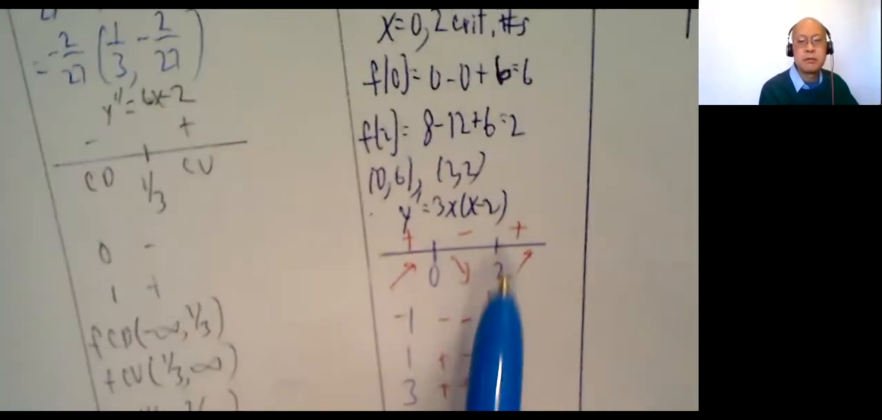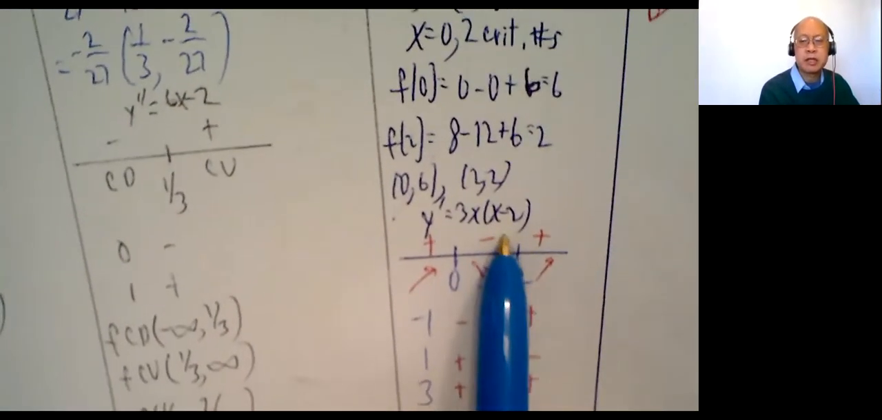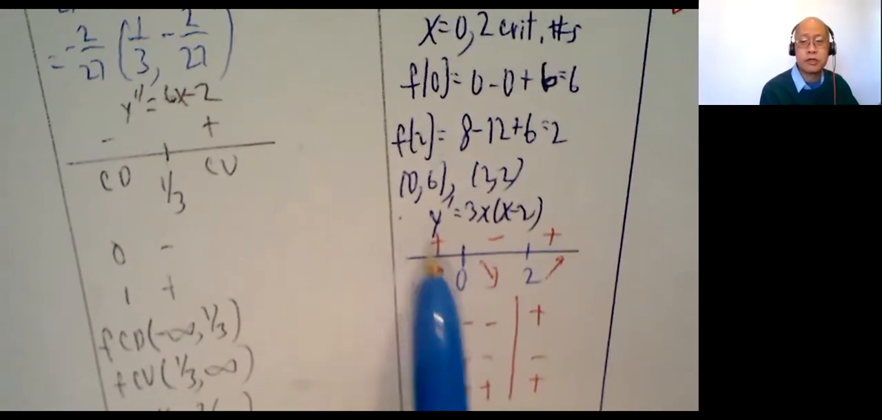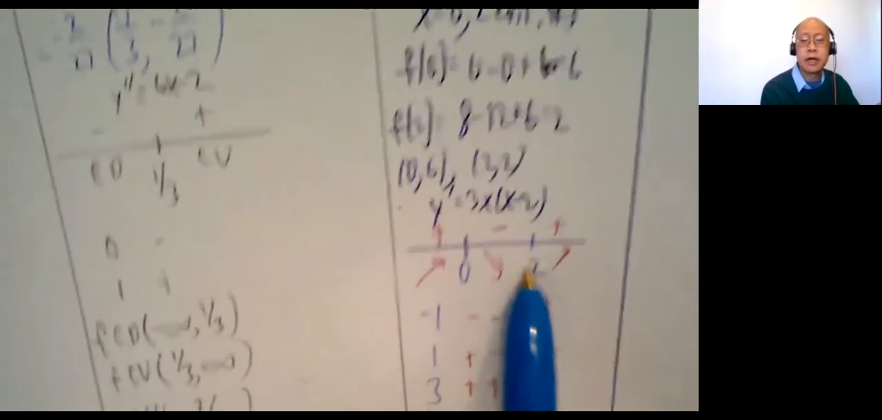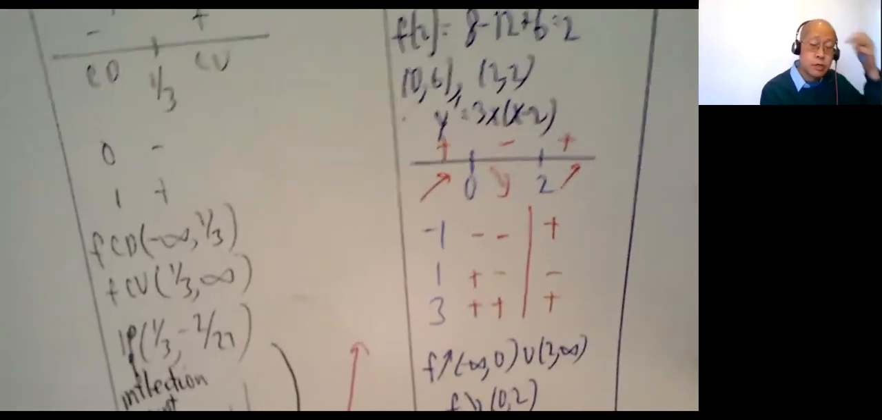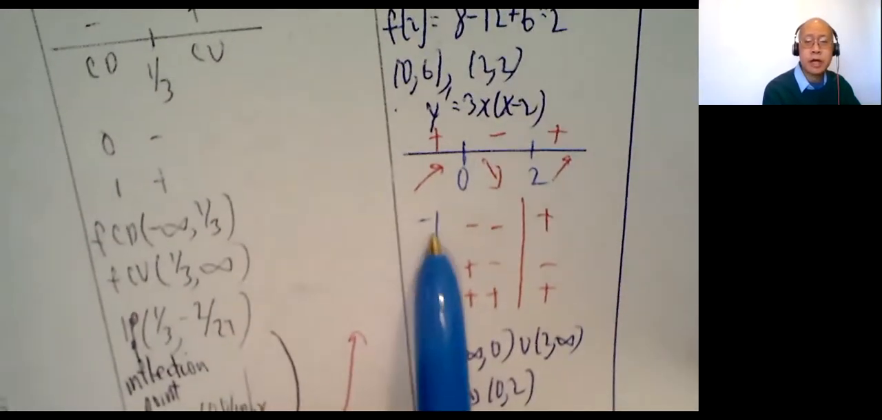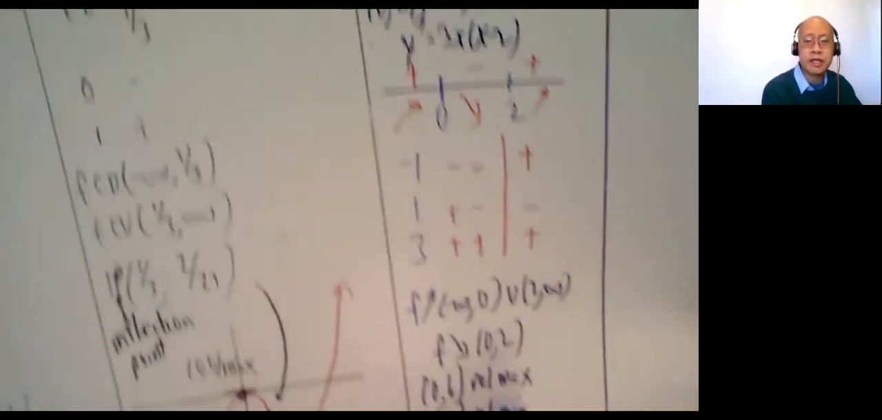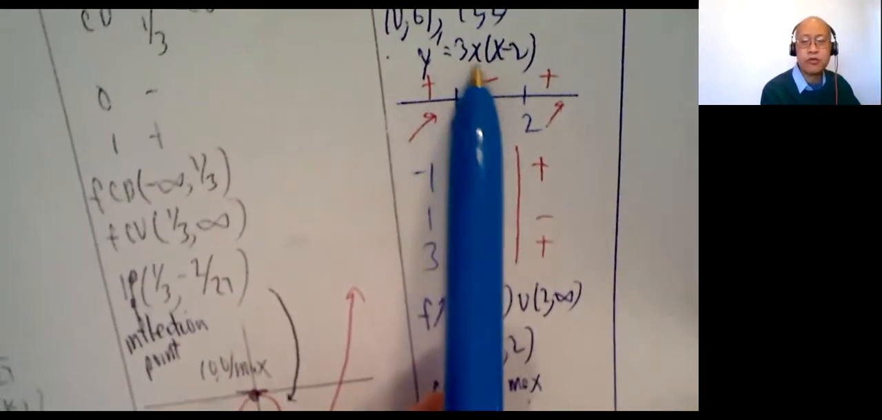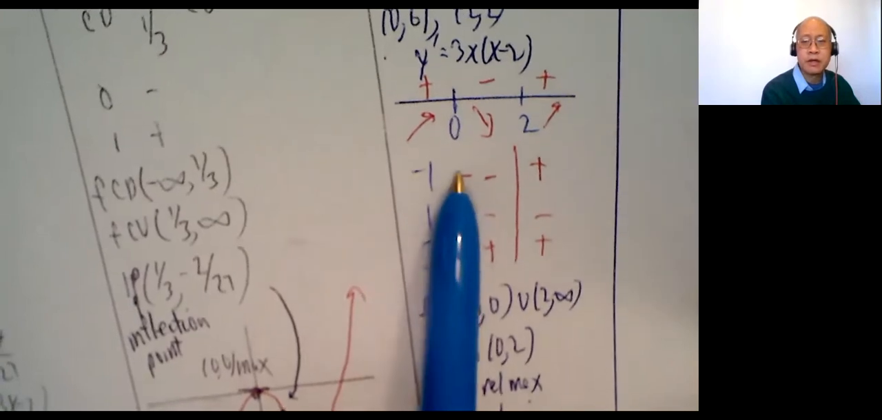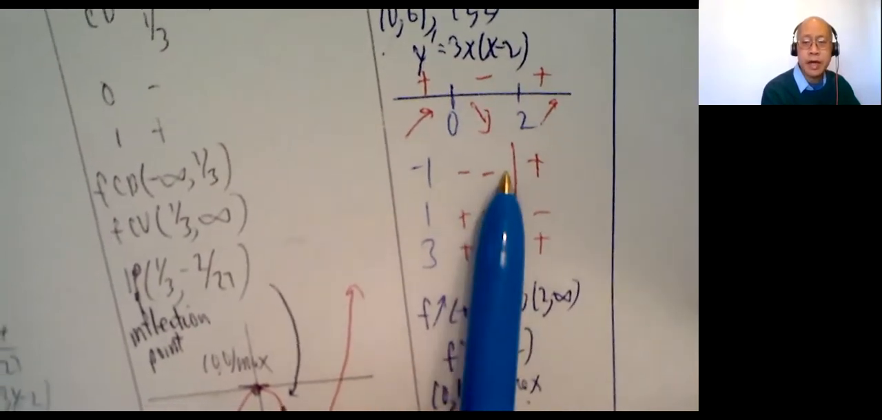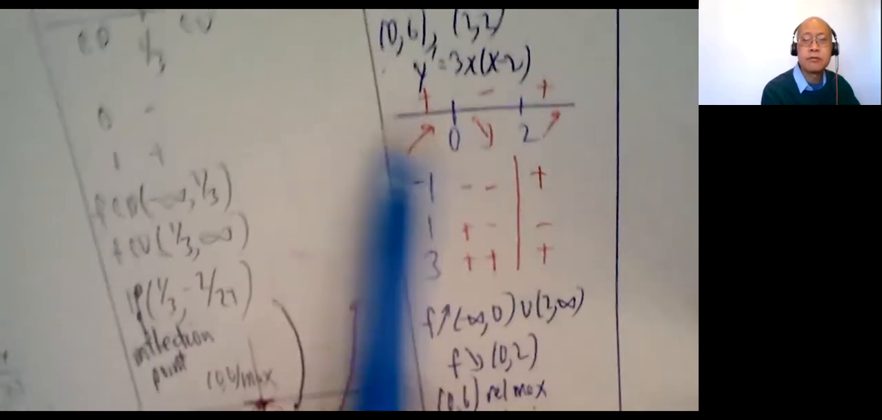Sign chart. 3x times (x minus 2). What do I put on my number line? Wherever the derivative was 0. That happens at 0 and at 2. So pick something over here, -1. Something here, 1. Something here, 3. And again, I just want the sign. Plug in -1. 3 times -1, negative. -1 minus 2, negative. Negative times a negative, positive.